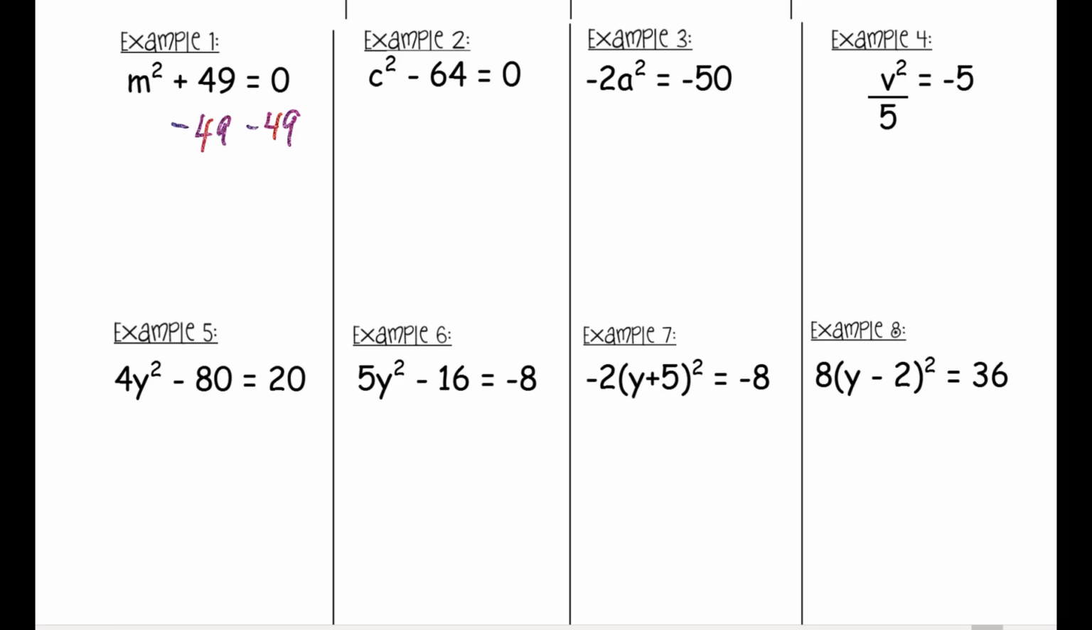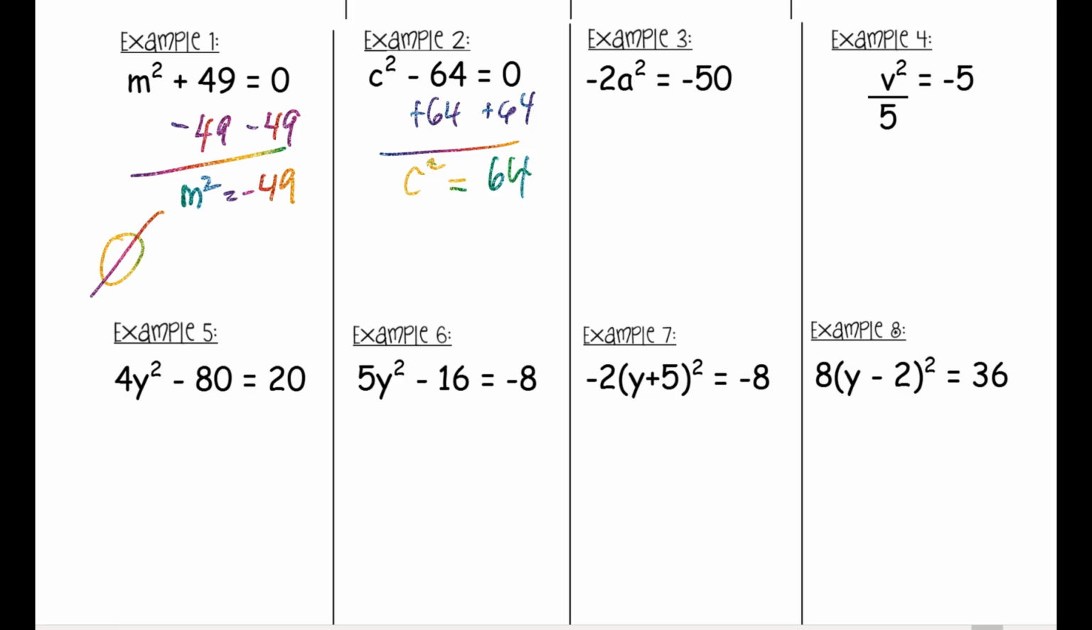So we subtract 49, and we get m squared is equal to negative 49. And then we should know here that this is no solution because there is nothing squared to give you negative 49. Right here, we add 64, we get c squared is equal to 64. Take the square root, c is equal to positive or negative 8.